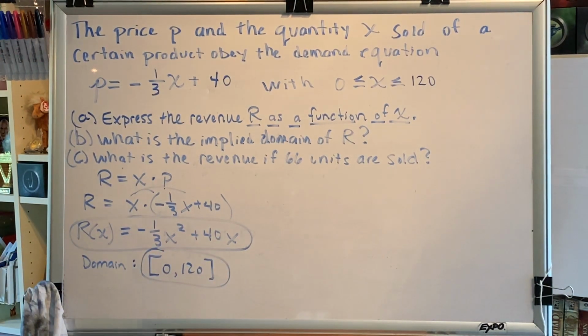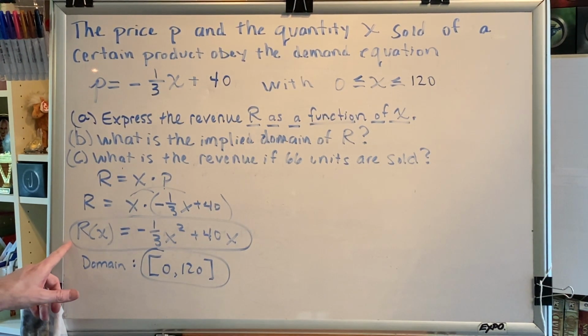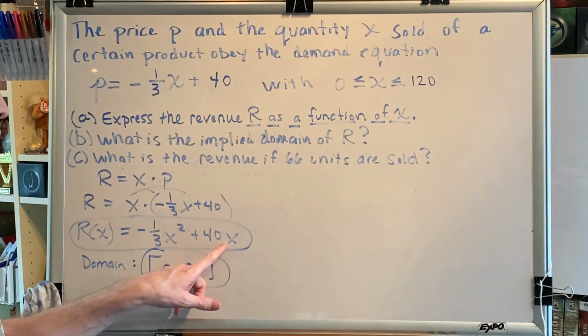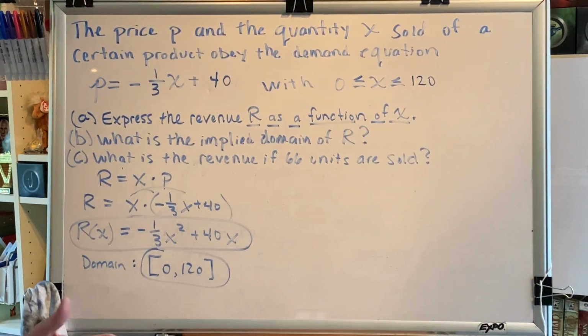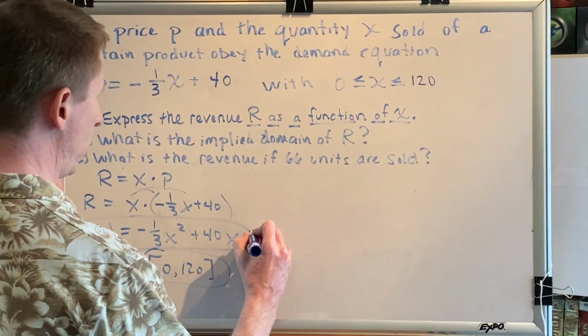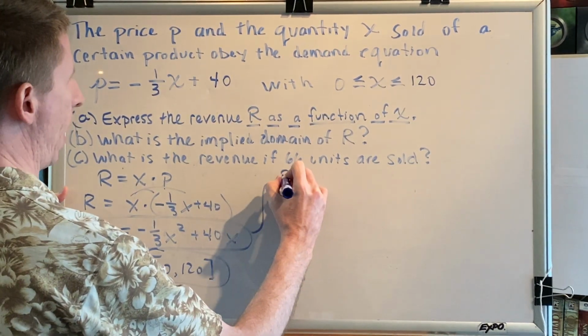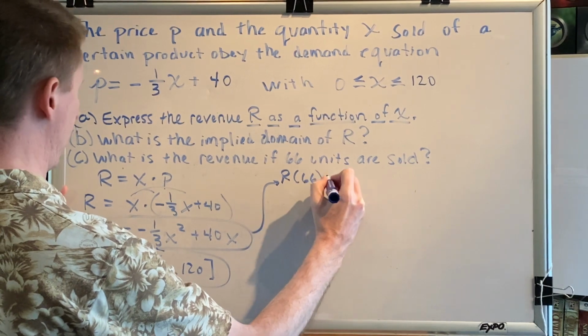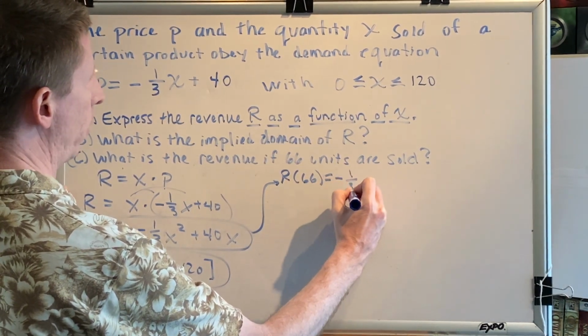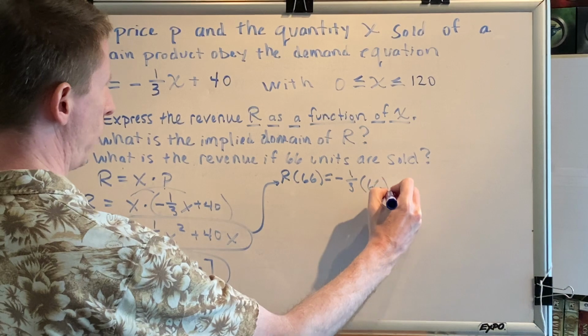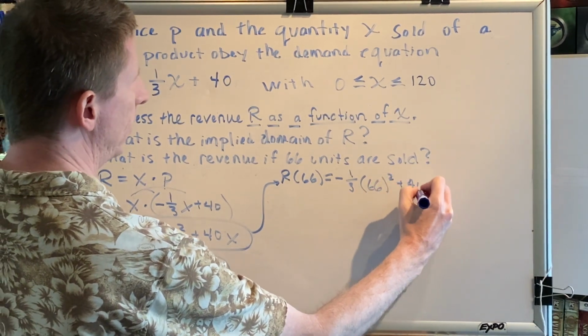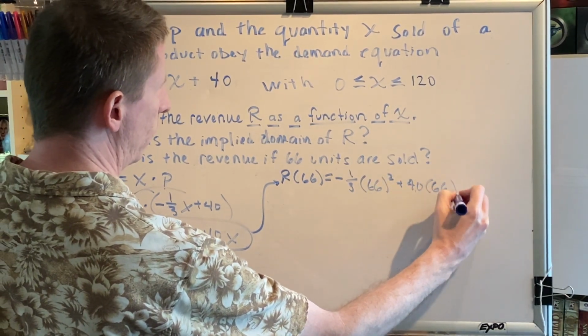Part C, what is the revenue if 66 units are sold? Well, part of the benefits of creating an equation like we did in part A is it tells us the relationship between the variables, X, the quantity sold, and R, the revenue. If you know one, you can find the other. And that's exactly what we're doing here in part C. So we're going to use this equation. Everywhere we see X, we're going to put 66. So we get R of 66 is equal to negative 1/3 times 66 squared plus 40 times 66.